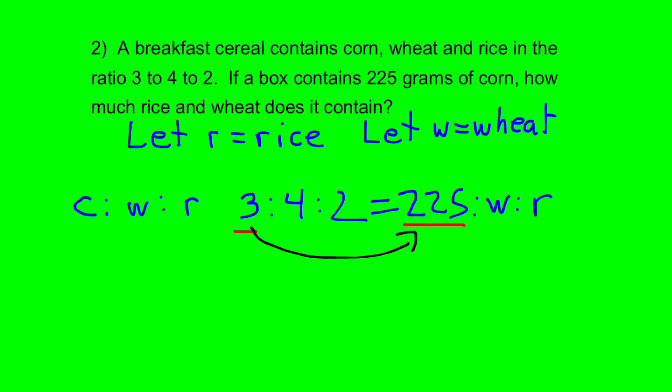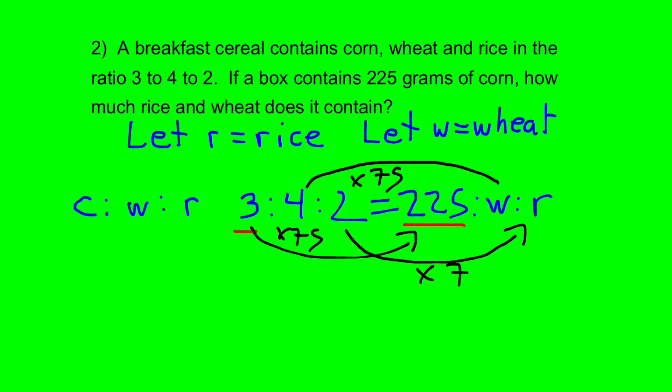Well, I'm going to use some mental math skills here. I know 3 times 70 is 210. 3 times 7 is 21. So I'm going to just guess then that 3 times 75 will be 225. Well, I know 3 times 70 is 210 and 3 times 5 is 15. So 3 times 75 is 225. That means to get the value of W, I'll do 4 times 75. And to get the value of rice, the last term in the ratio, I'll do 2 times 75.